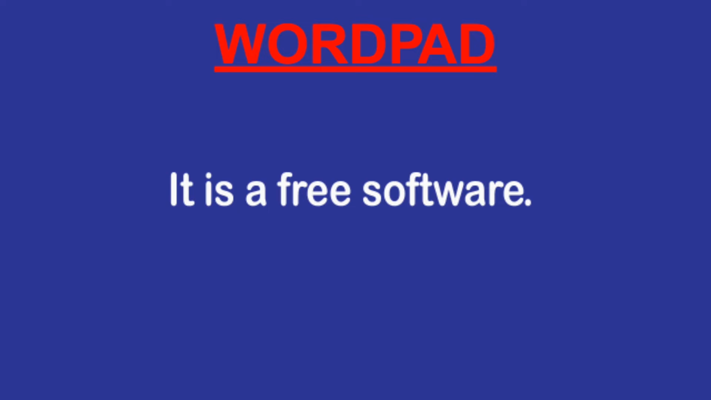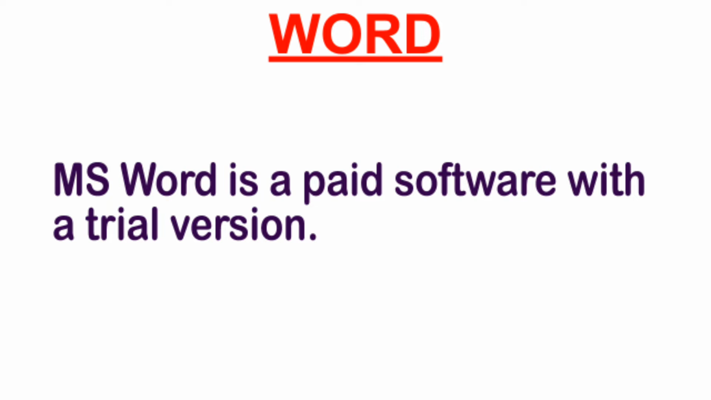Difference number 3. Wordpad. It is a free software available with Windows operating system. MS Word. MS Word is a paid software with a trial version.